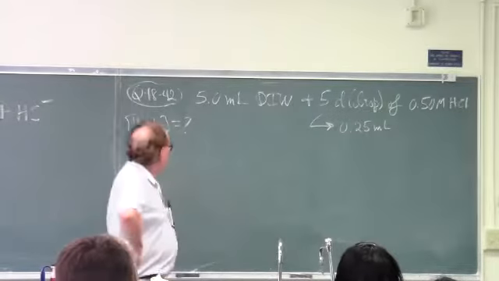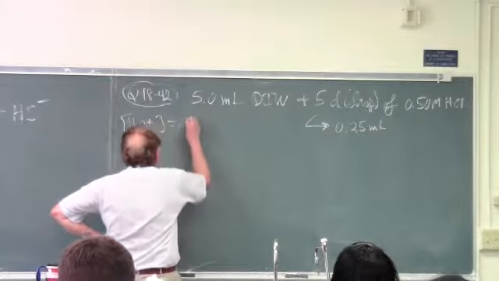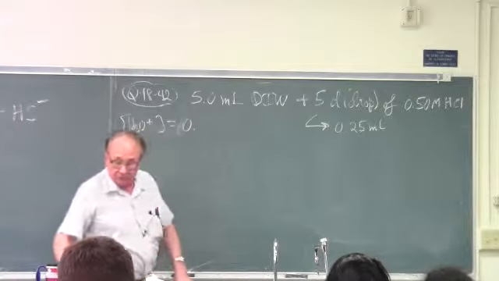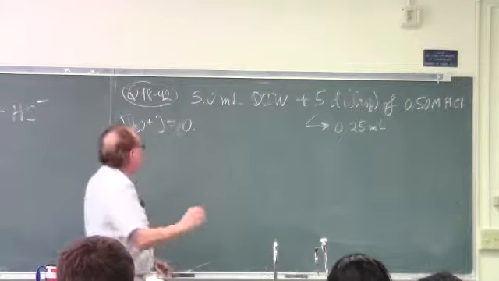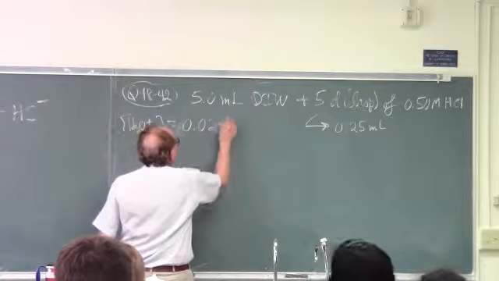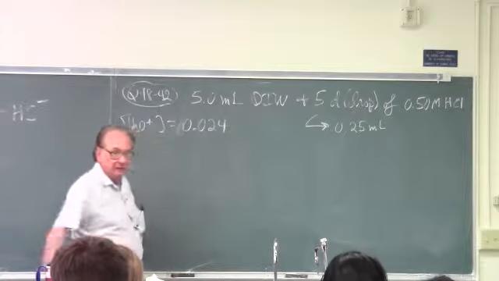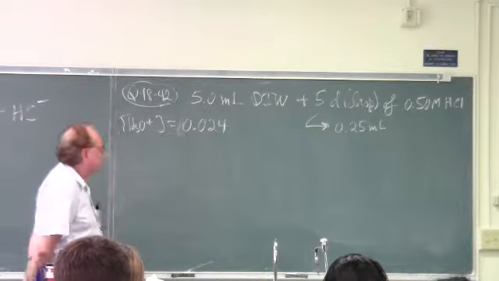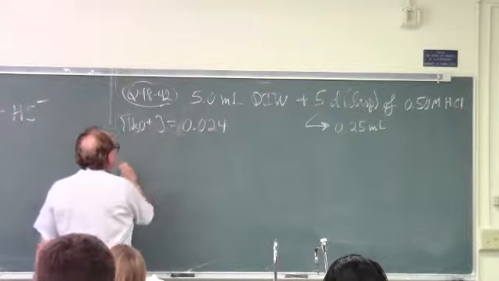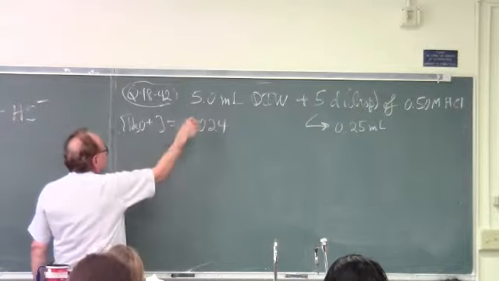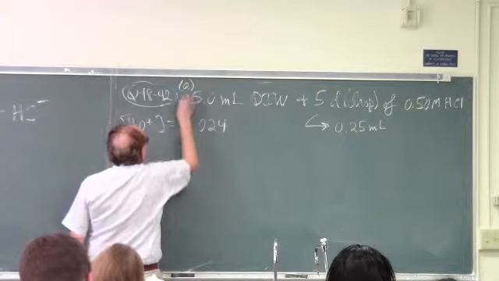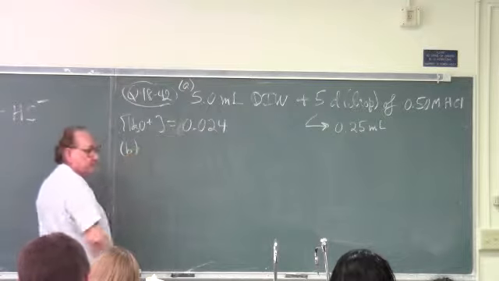This will give me a hydronium ion concentration of 0.024. Okay? You can do the arithmetic. You know what to do. Now, this is part A. Part B is the fun part.